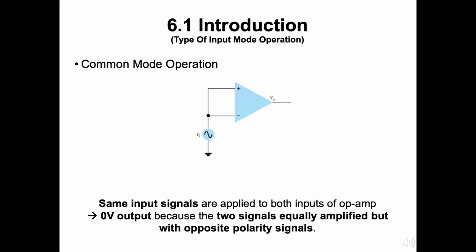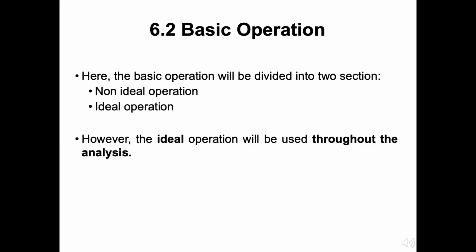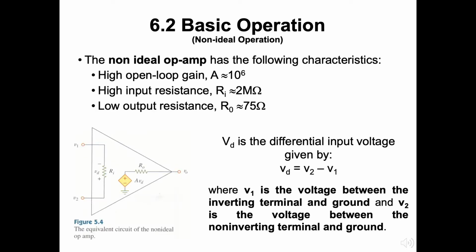0 volt as ground, because the two signals are equally amplified but with opposite polarity signals. For the basic operation of the op-amp, it is divided into two: non-ideal and ideal operation. However, the ideal operation will be used throughout the analysis. Even the non-ideal op-amp is seldom used in the analysis. To understand the concept, we will take a look at the general idea of it.